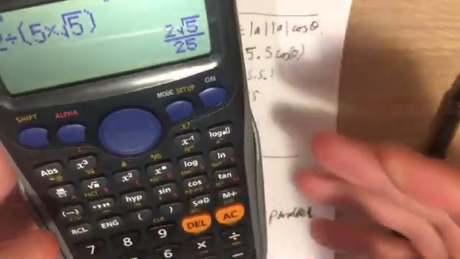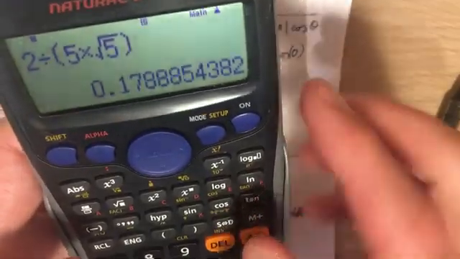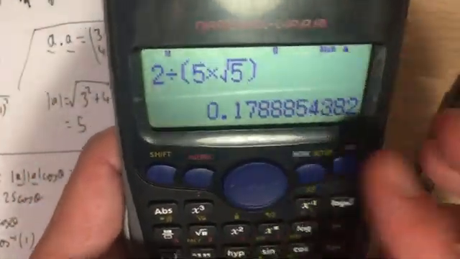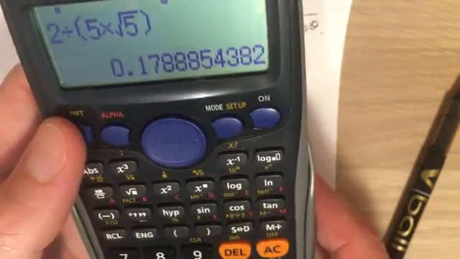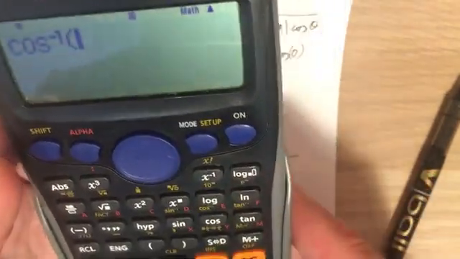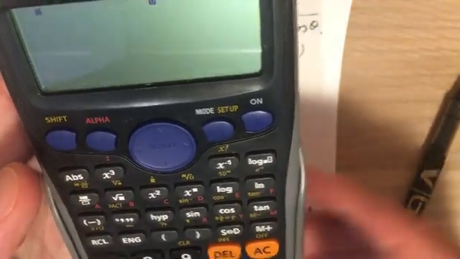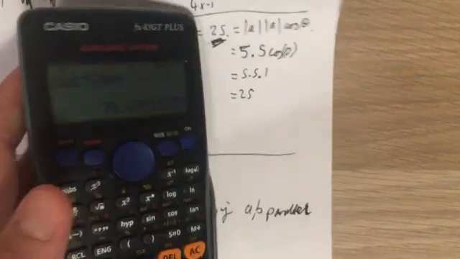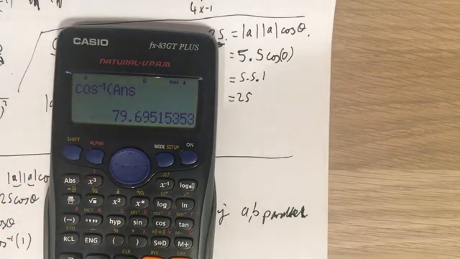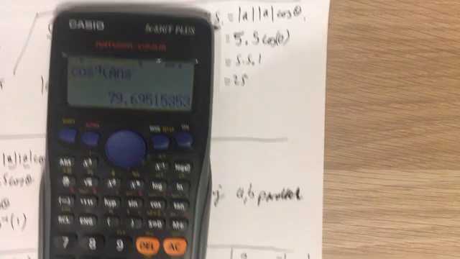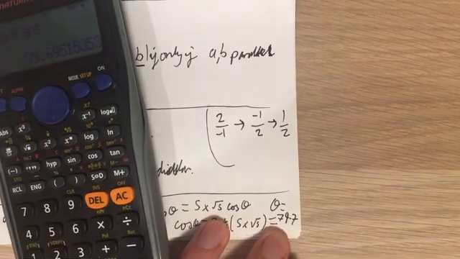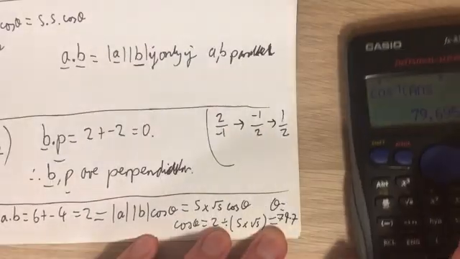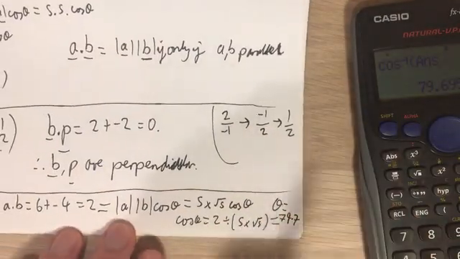Okay, if we've got a number for that, I can get a decimal number, 0.17888. Anyway, I'm going to do the inverse cosine of my answer. And I find out that theta is, can you see that there? 79.7 degrees. Theta is 79.7 degrees. Okay, so that's what's happened there.